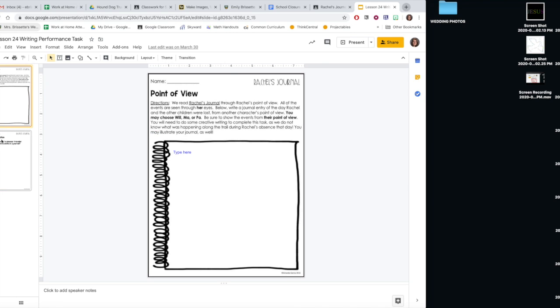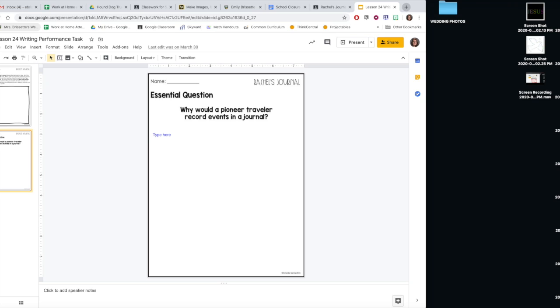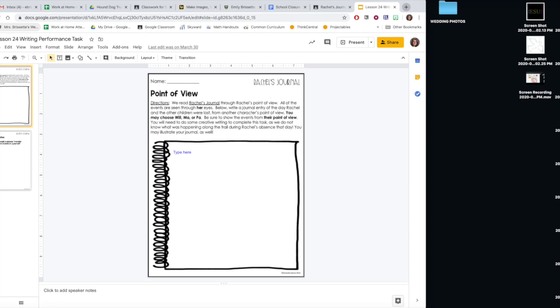You can choose, and I'll put this in the directions, choose one of these 2 prompts. So if you're unsure, like I don't know if I have a great idea of how to rewrite the story, you can also complete this question. So why would a pioneer traveler record events in a journal? So you could also journal and show your comprehension from Rachel's journey, or Rachel's journal, about this specific question instead of doing the point of view activity.